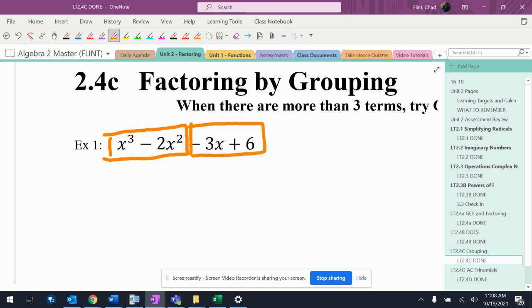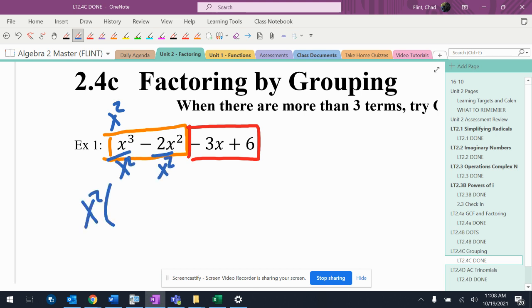All right, so when I do this, the greatest common factor for, let's actually do these in two different colors so I can keep saying the colors of the boxes. The greatest common factor for the orange box is an x squared. They both have an x squared. So that means I'm going to divide both of these by x squared, and I'm going to get x squared times, make sure you do the division carefully, x minus 2.